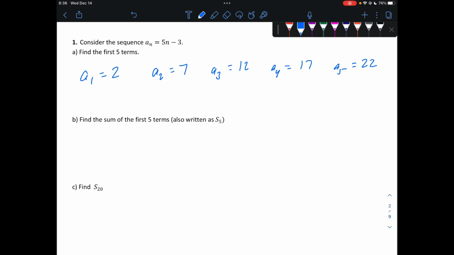Increasing by 5. It's a linear sequence, so clearly this is arithmetic. So, find the sum of the first 5 terms. We can do this in 2 different ways. Now that we've already had these 5 terms written out, we can just add them together, right?